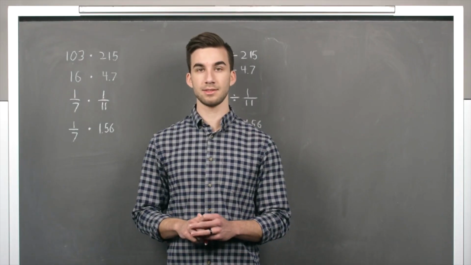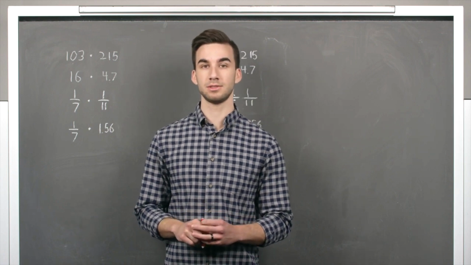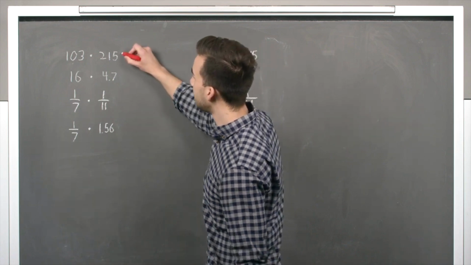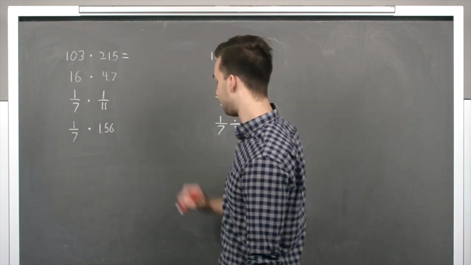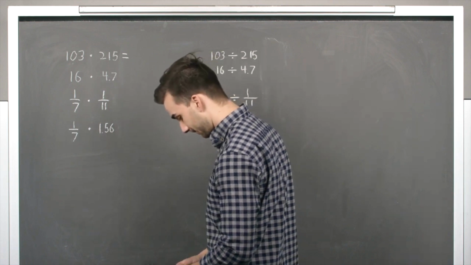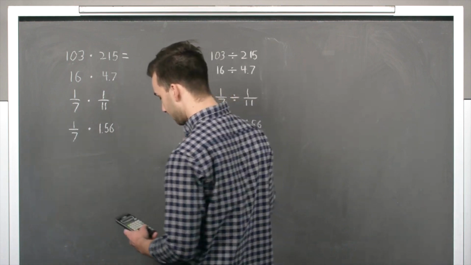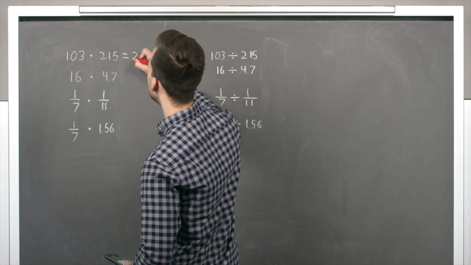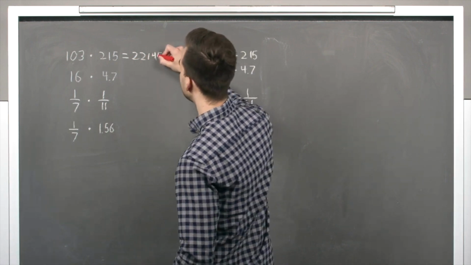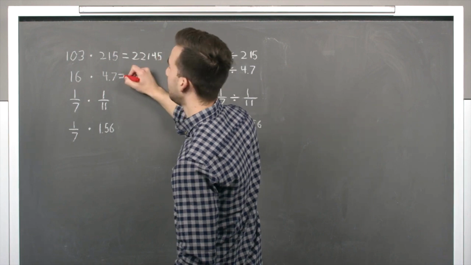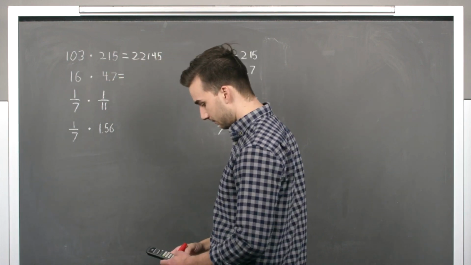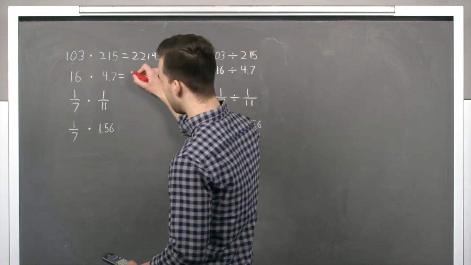Before we learn algebra, we also need to know how to multiply. So do you know how to multiply whole numbers in your calculator? Well, 103 times 215 gives us 22,145. 16 times 4.7 gives us 75.2.